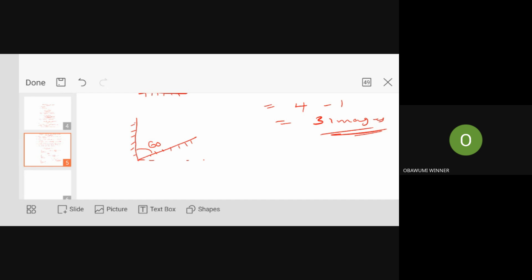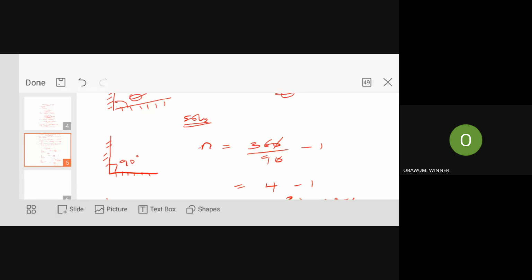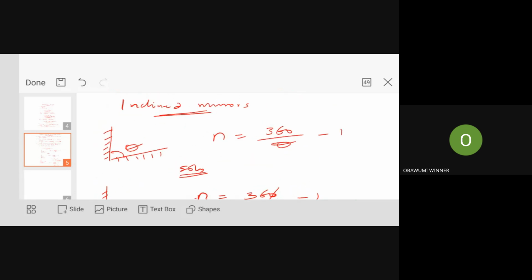Still the same formula. It means that n becomes 360 divided by the angle 60, minus 1. If I divide 360 by 60, cancel the 0, 36 divided by 6 gives me 6, and 6 minus 1 is 5. So a total of 5 images are going to be formed if the inclination is exactly 60 degrees. This is how to solve these questions. Once you are given the angle formed and asked the number of images, don't forget the formula: n is equal to 360 over theta, minus 1.